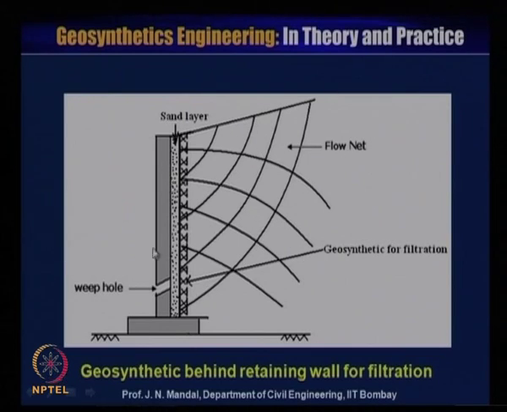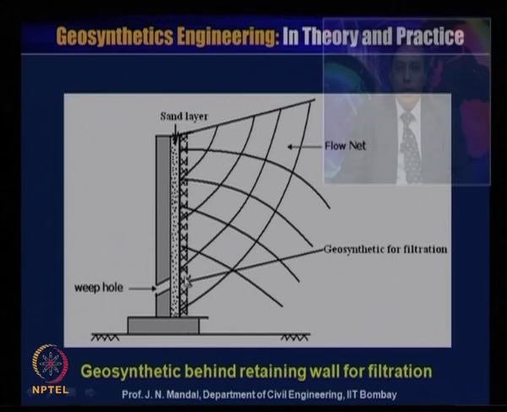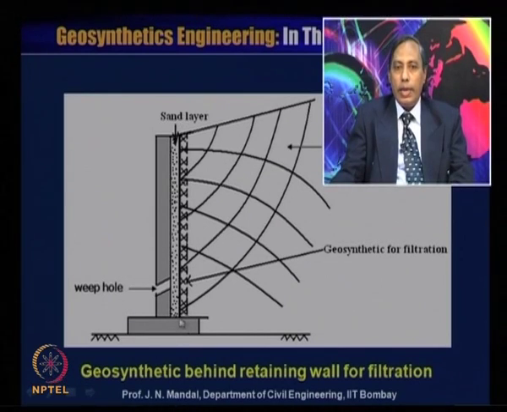This is the equipotential and the flow line, and the geosynthetic here acts as a filtration. The water can pass through the geotextile material and then the sand, then through the weep hole the water can drain out. So, here it has been shown how the geosynthetic has been used behind the retaining wall, and we will explain later how to design that. In this way you can also reduce the hydrostatic pressure here.